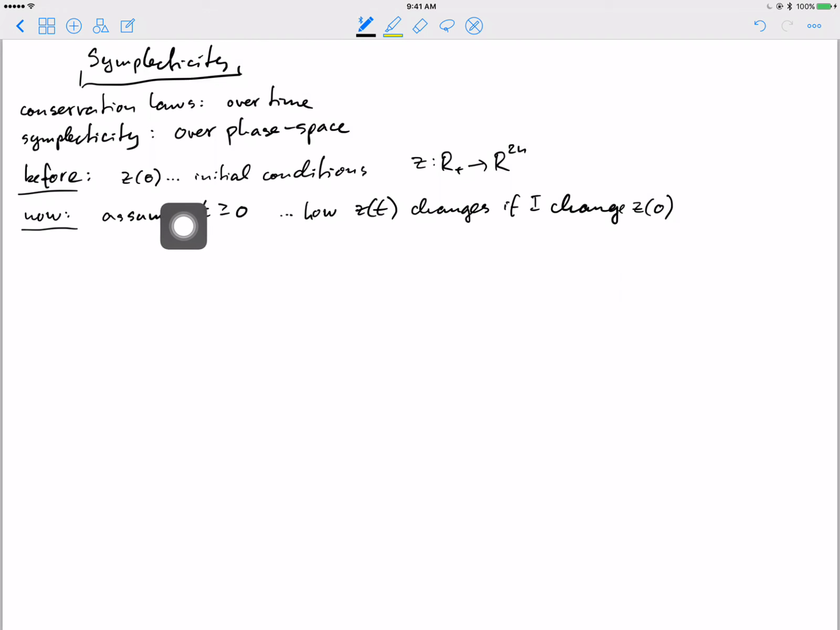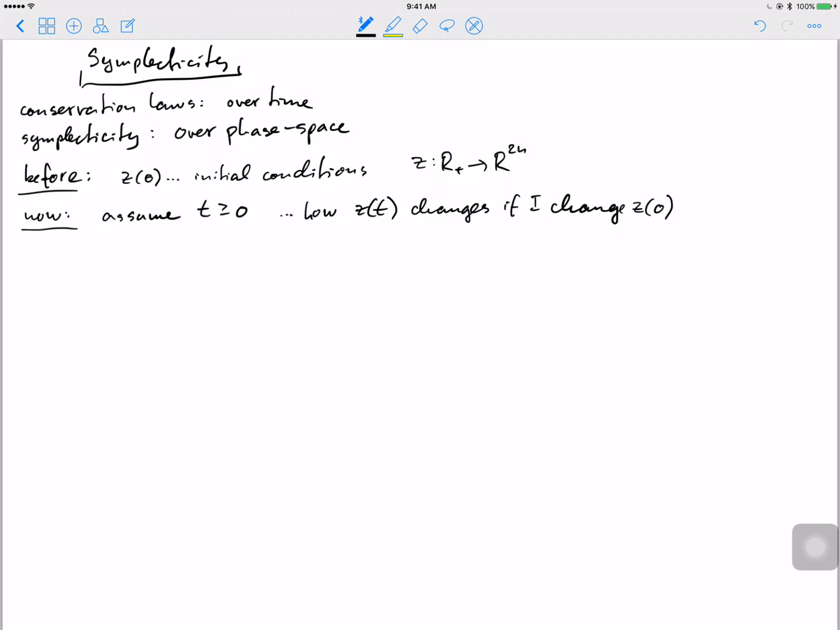If the initial conditions were position 1 and velocity 0, then after 1 second it moved somewhere. Now I'm asking where it will move if I change it from 1, 0 to position 0.99 and velocity 0.01, something like this. How can the result of the motion after 1 second change? This makes sense intuitively, and that's really the idea of symplecticity.